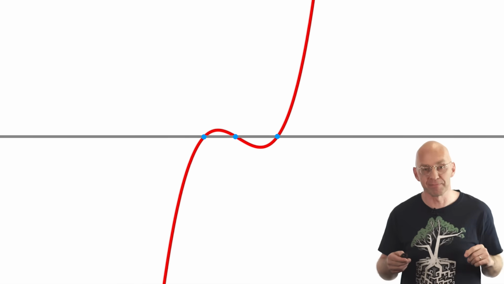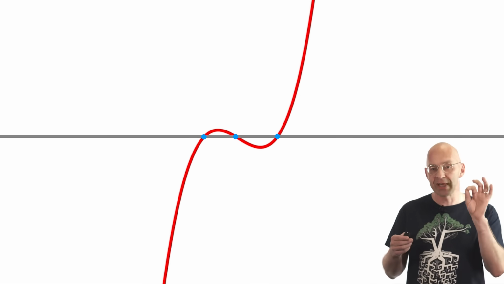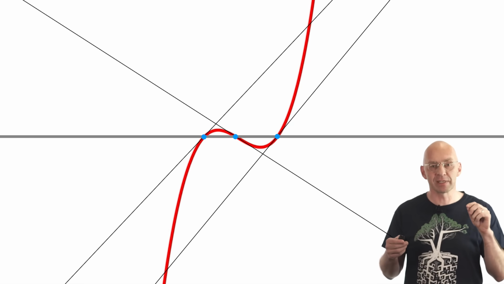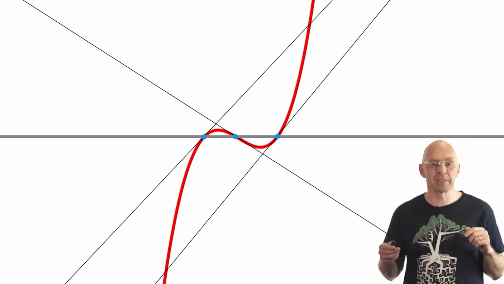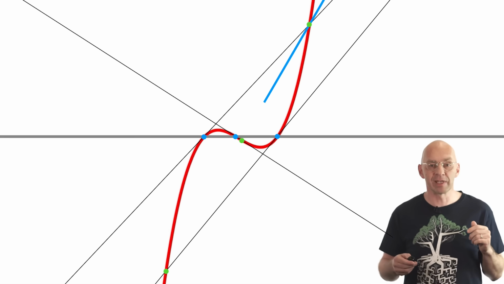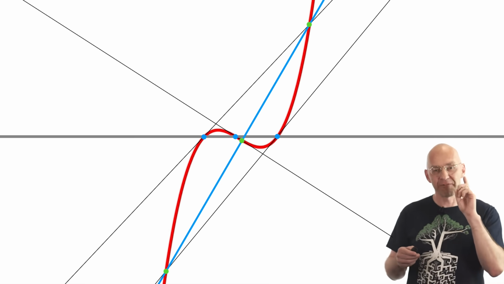Fun fact number 1. Here's a cubic with 3 zeros. Draw in the tangents at those zeros. The tangents intersect the graph in 1 more point each. Then those 3 points lie in a straight line. Always. Nice, huh?